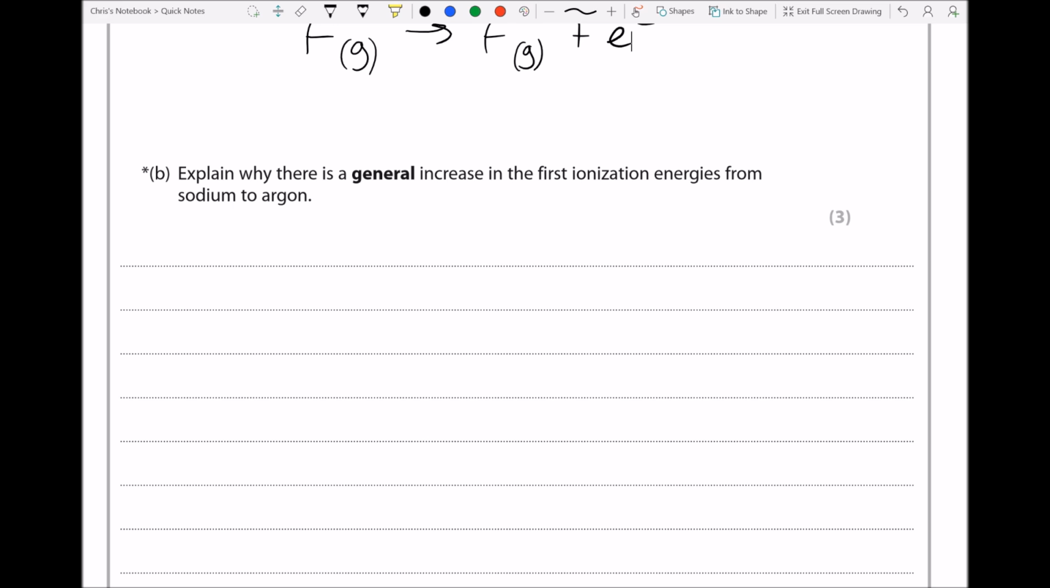So why is that general increase? Well, we've got to say, as we go across the period, we have more protons as we go across. But the shielding, which is basically the number of electron shells between the nucleus and the outer electron, is the same. Okay, so that's really important. Shielding is so important here. And basically, because the shielding is the same, it's going to have no impact, but we have a greater attraction between the nucleus and the outer electrons because of that increased positive charge or nuclear charge, because we've got more protons. So there's your marks there.